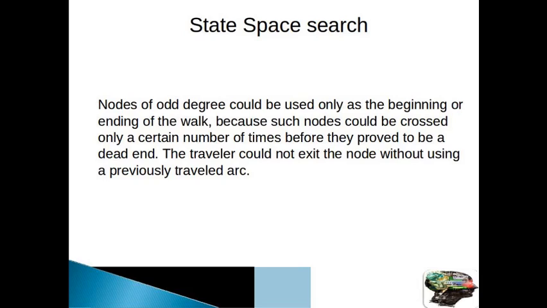because such nodes could be crossed only a certain number of times before they prove to be a dead end. Otherwise, the traveler could not exit the node without using a previously traveled arc. So it is very, very important that while solving this problem you make sure that odd degree nodes could be used only as the beginning or ending of the walk.